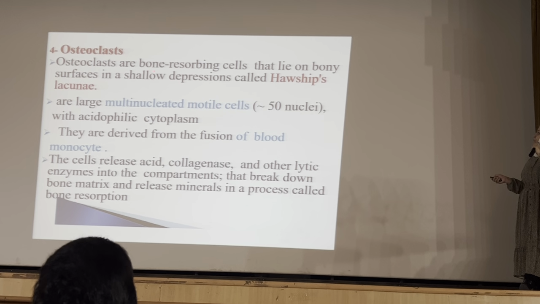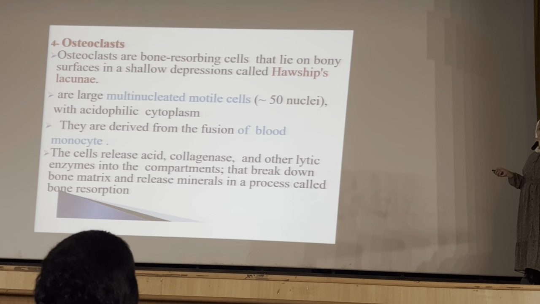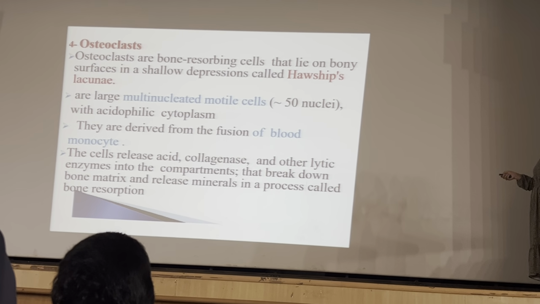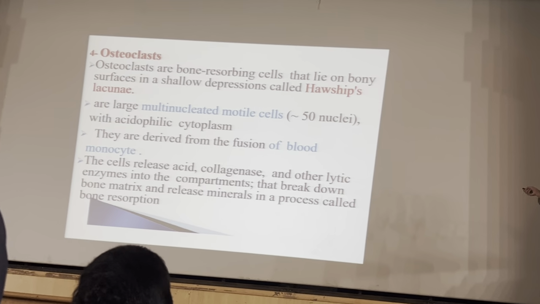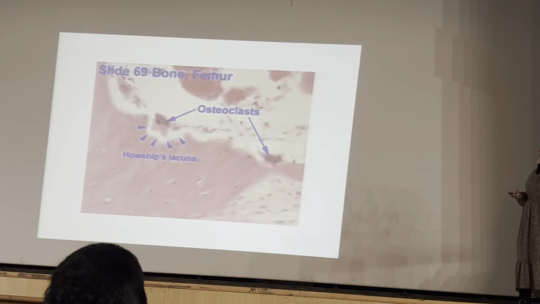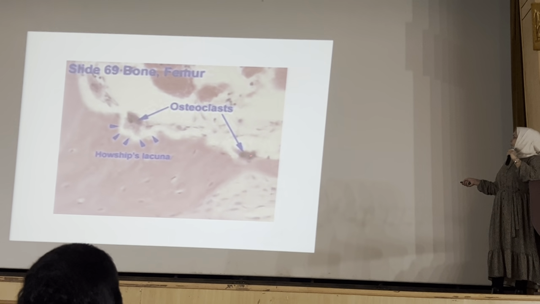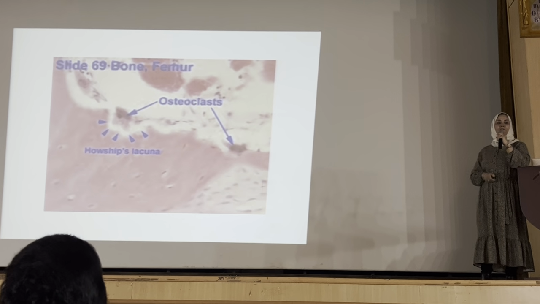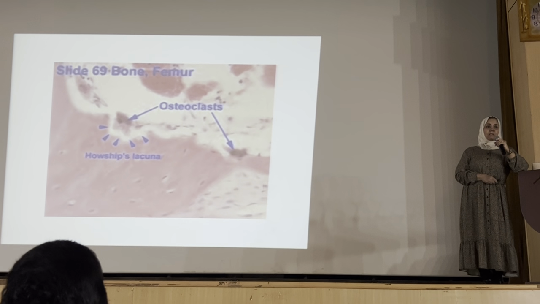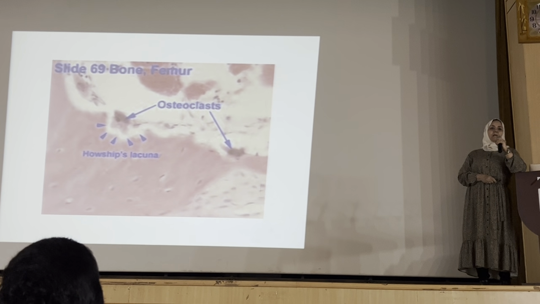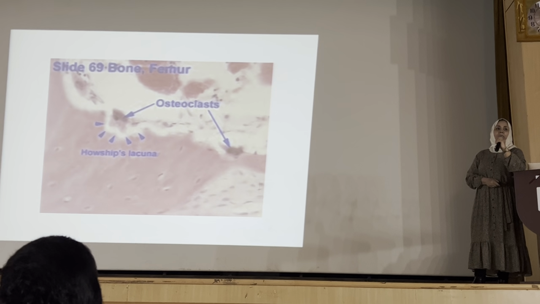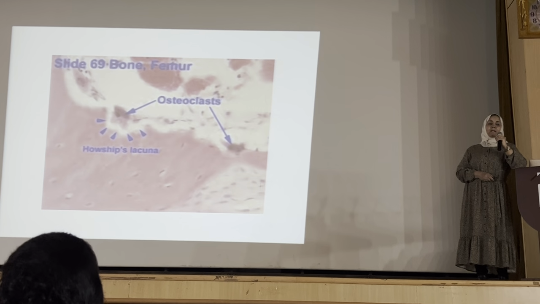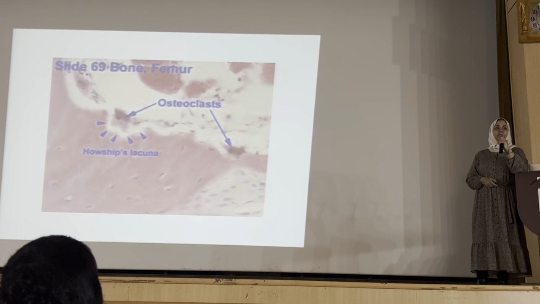The osteoclasts are bone resorbing cells that lie on the bony surface in a shallow depression called Howship's lacunae. This depression contains large multinucleated cells, which are osteoclast cells. The osteoclast cells are large multinucleated cells containing from 1 to 50 nuclei.